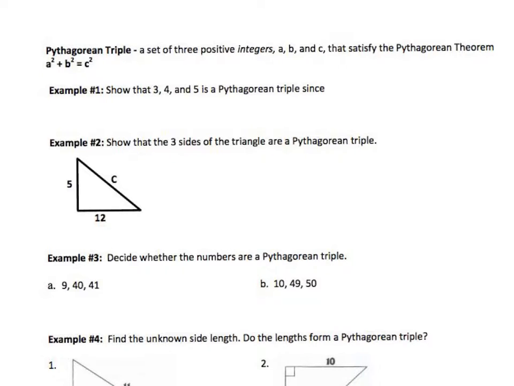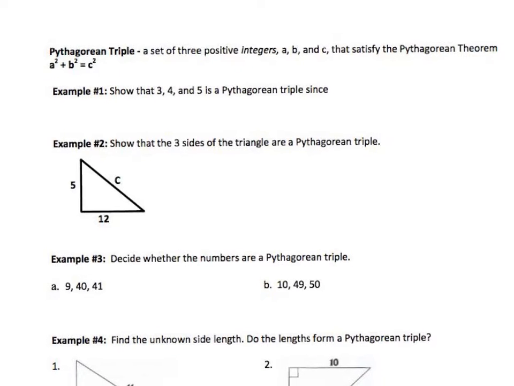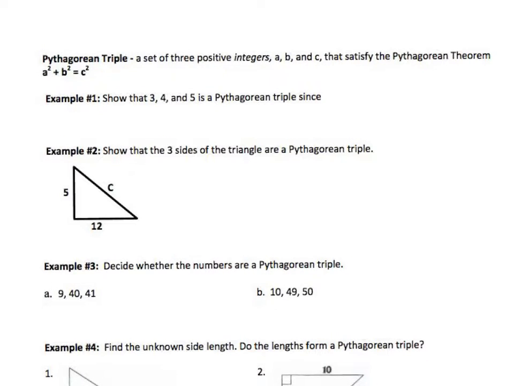For example, we want to show that 3, 4, and 5 is a Pythagorean triple. That would mean a squared plus b squared equals c squared. When you're trying to figure out, given 3 numbers, which ones are a, b, and c, the biggest number is always the hypotenuse, since the hypotenuse is always the longest side of the right triangle. So to show this is a Pythagorean triple, we want to show that 3 squared plus 4 squared equals 5 squared.